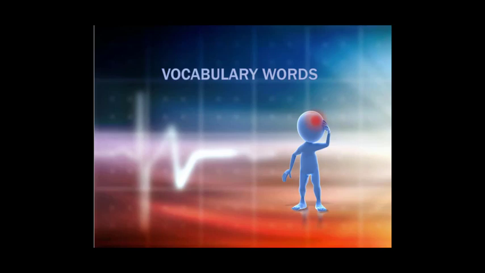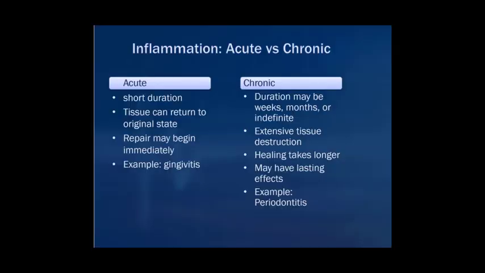In chapter 2, you're going to notice right away that there are a lot of vocabulary words. We're not going to talk about those specifically in this lecture, but I would highly recommend that you learn all of those vocabulary words. We're going to start with talking about the difference between acute and chronic inflammation.